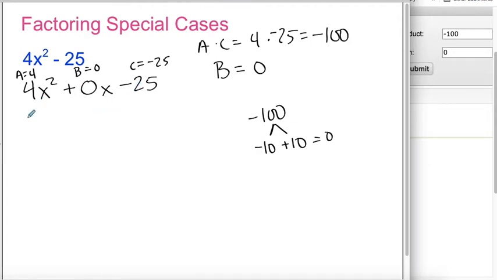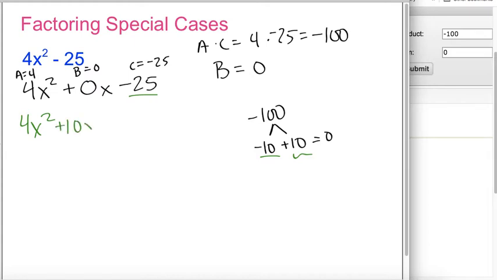So I'm looking at this 4x squared, and I'm strategically thinking where I want to place stuff. I have a negative 25 here, so I think I'm going to put the negative 10x with the negative 25, and I'm going to put the positive 10x with this positive 4x squared. Next, you have your first two pieces, your second two pieces, and we're going to factor out our GCFs.